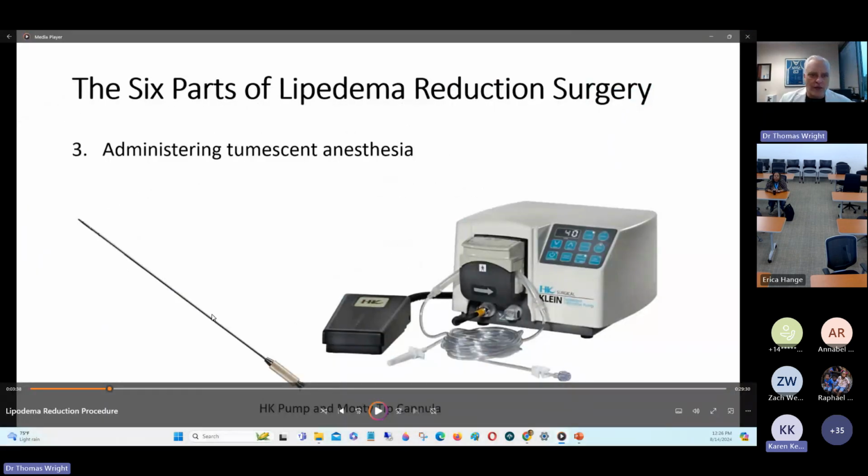Okay, so I briefly went over the 6 parts of the lipedema reduction surgery. And so again, tumescence, just like in cosmetic liposuction, is very important. We want to have a very generous tumescence, because that also provides some protection to lymphatic structures.